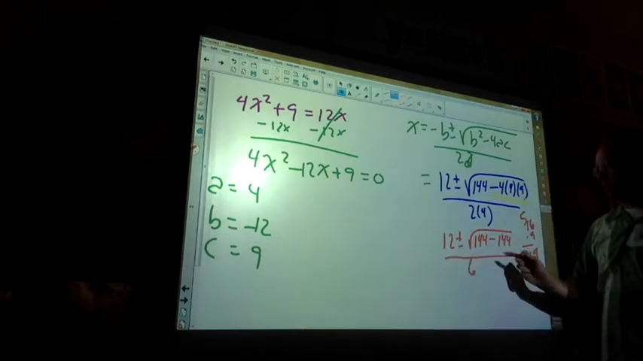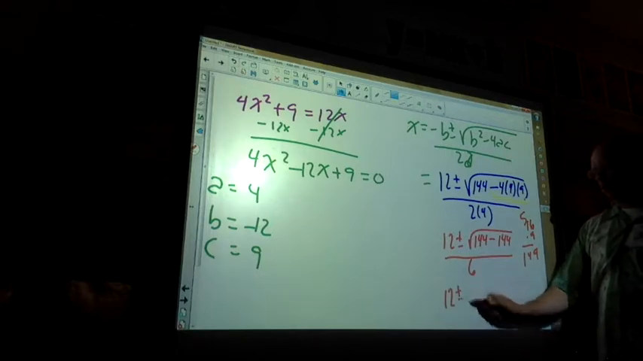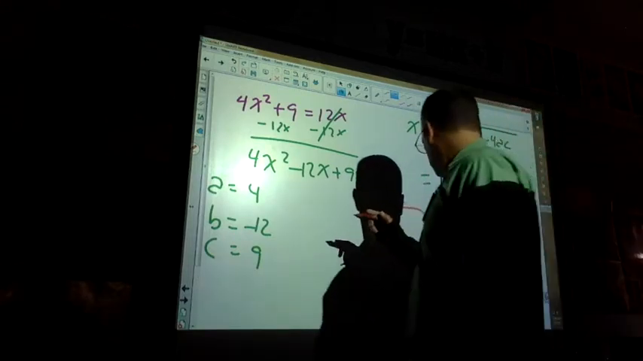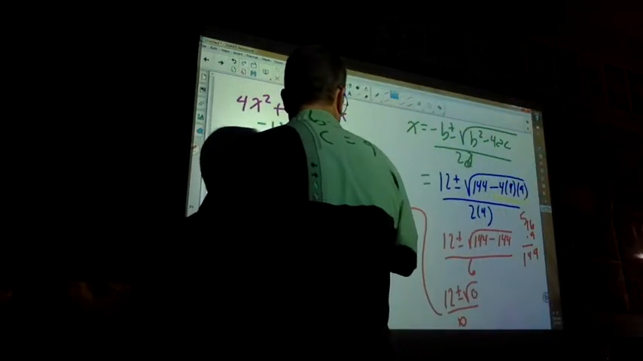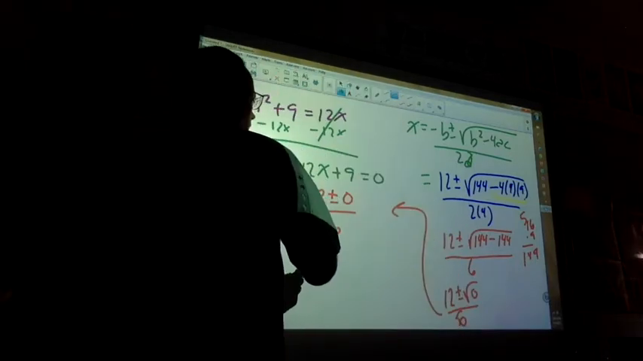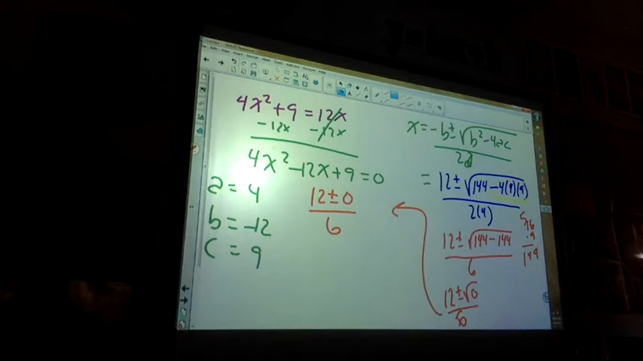Hey, what's going to be underneath the square root sign? 0. What's the square root of 0? 0. Over 6, right? How many answers do I have? Trick question. How many answers? 1. Ha-ha.